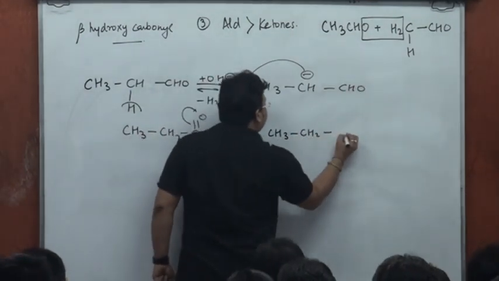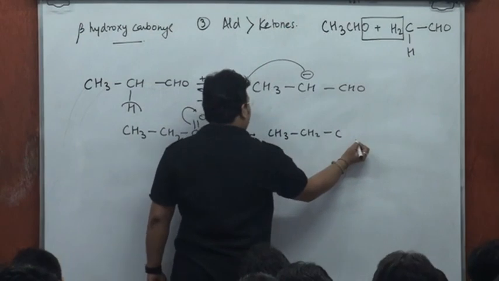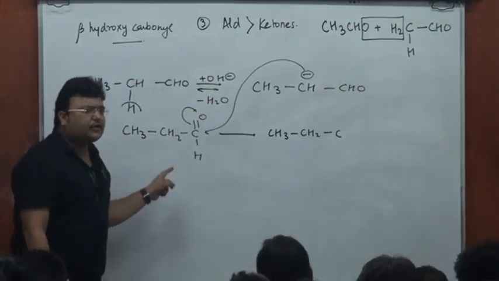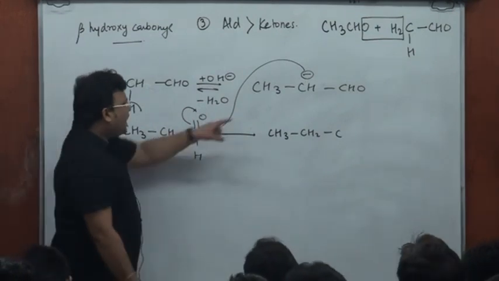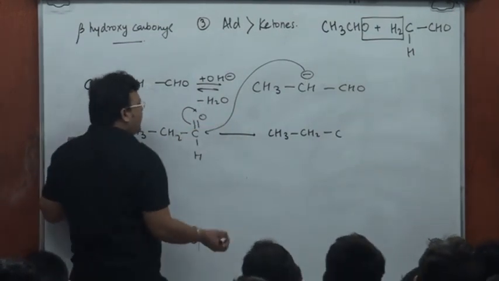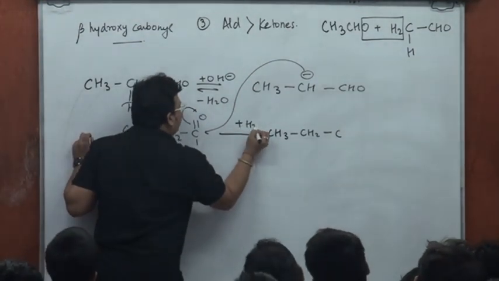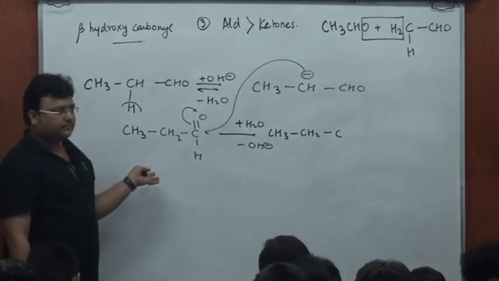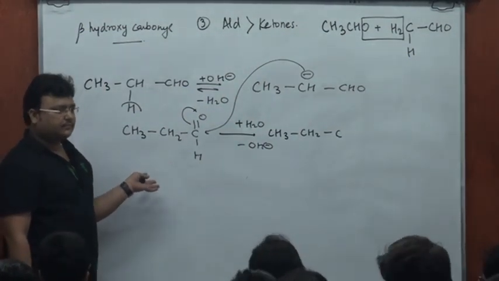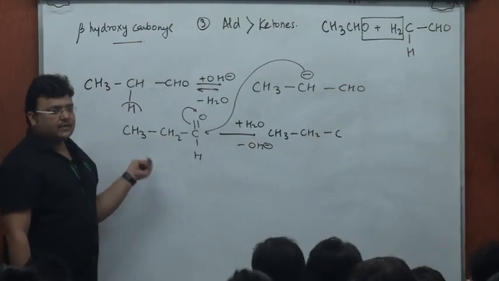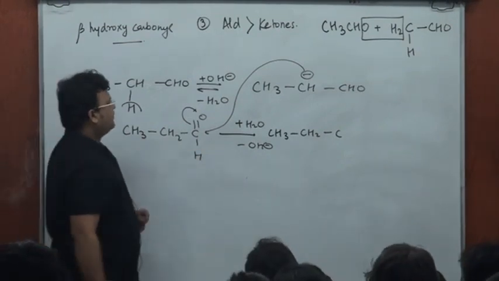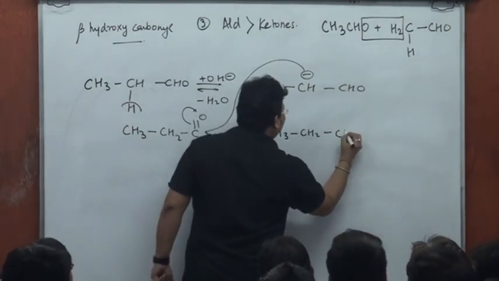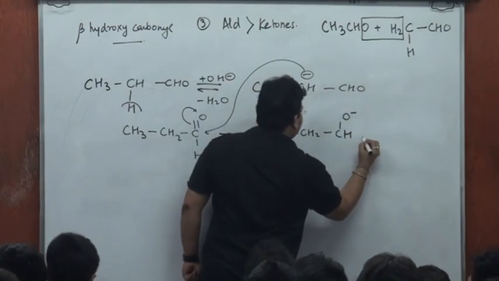CH3CH2. Allow me to skip a small step here. Instead of the alkoxide, after the attack of the nucleophile, right away I'm assuming plus water, minus OH minus. Allow me to skip a step. Instead of the alkoxide, and people are actually not allowing me, so maybe I'll carry on with all these steps.